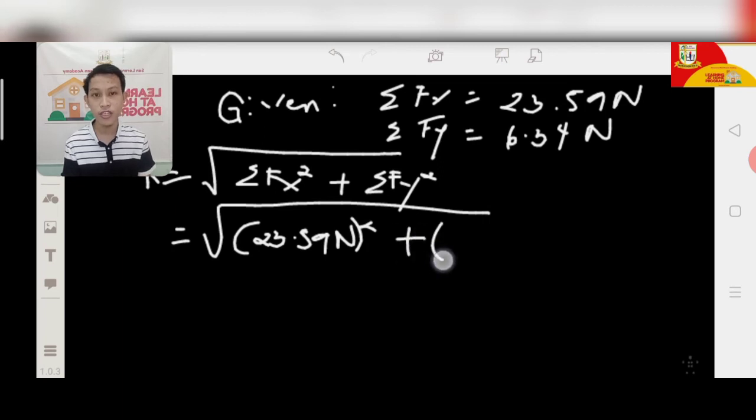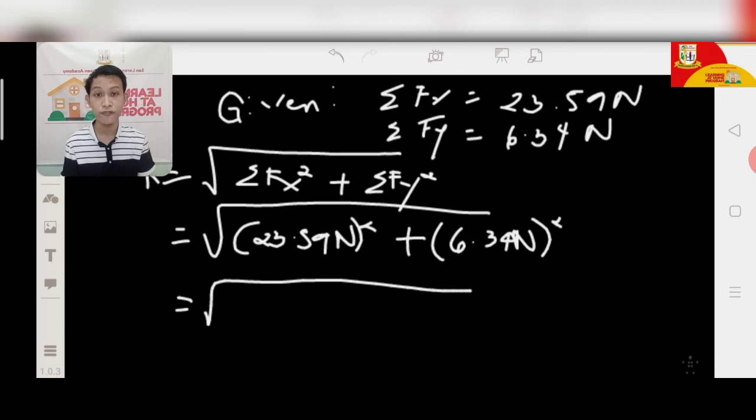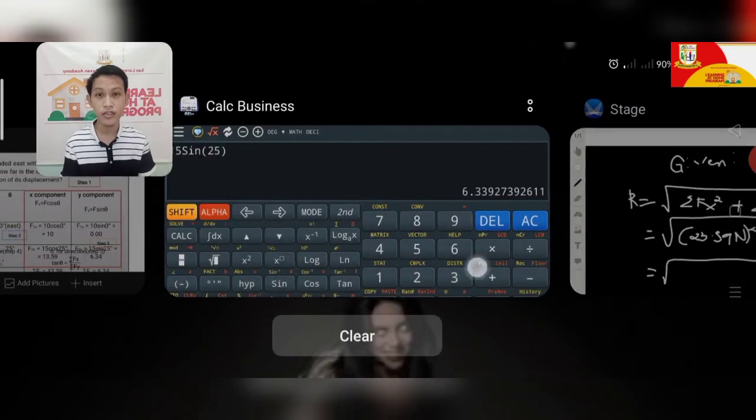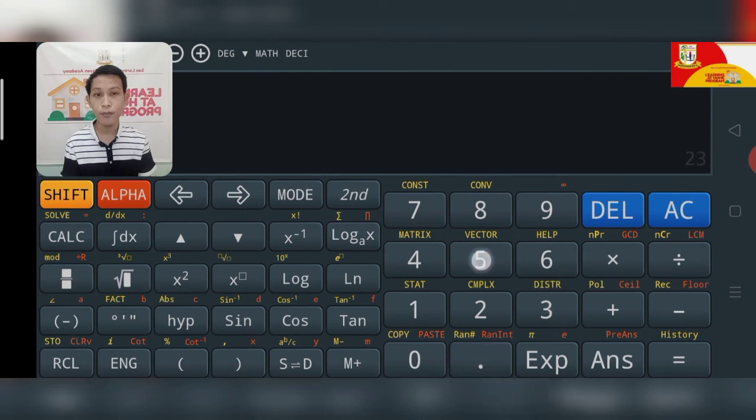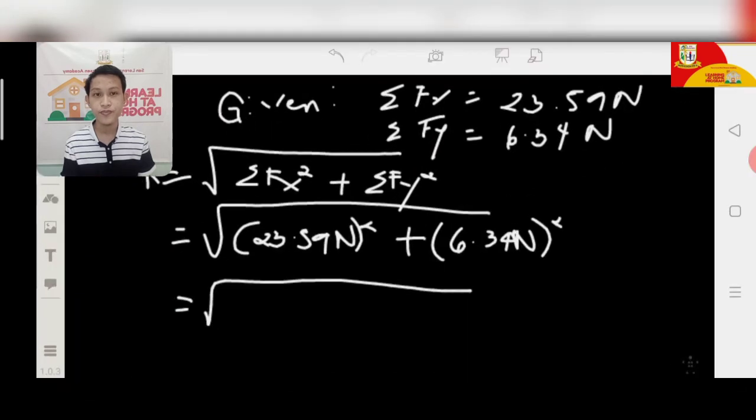And then plus summation of f of y is equal to 6.34 newtons squared. Get their squares by typing them into your calculator. So we have the square of 23.59. Using a calculator, 23.59 squared is equal to 556.4881. Remember to write it in full because we are not getting the exact answer.